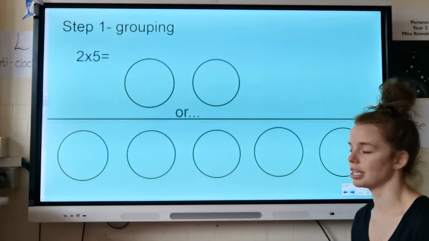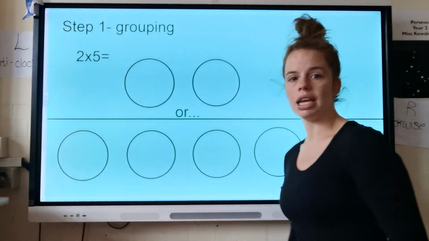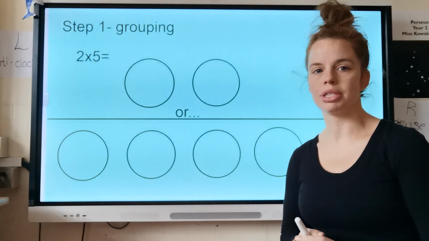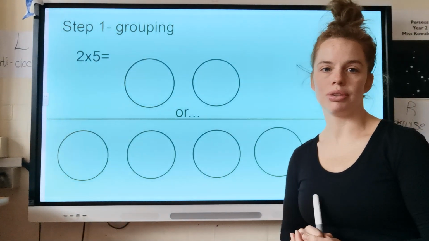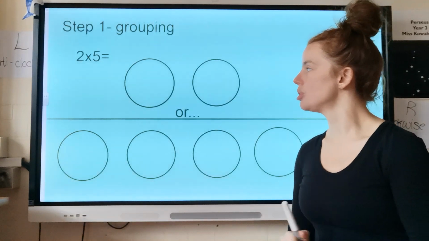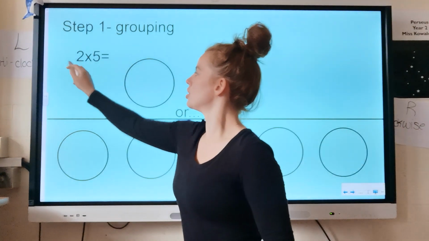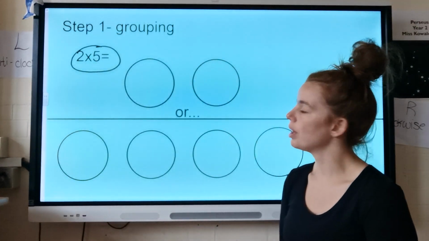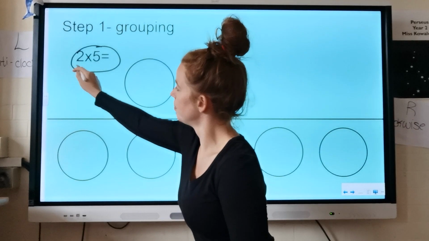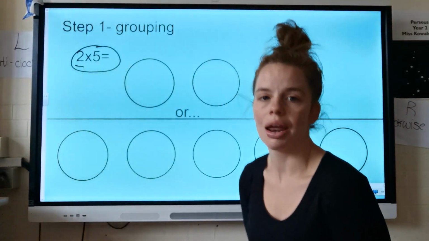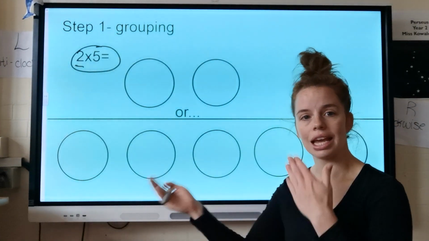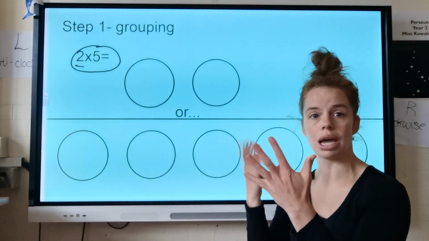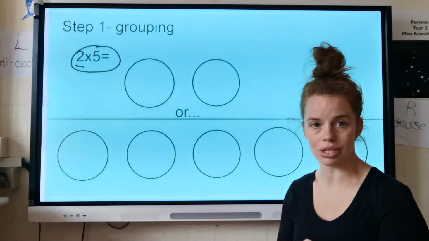So our first step is grouping. If you're in year 1, you like to use pictures. If you're in year 2, usually we just use circles or ticks, but you can use either for this one. So if we have the equation 2 times 5, we know that our key numbers are 2 and 5. And we know that with multiplication, it can go either way. So we could write it 5 times 2 or we could write it 2 times 5. It doesn't matter, the answer is the same.